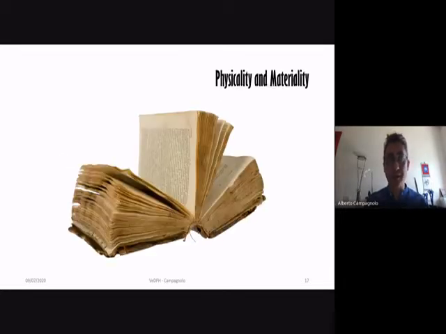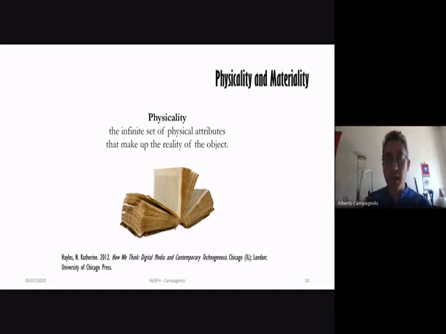First, let's do a couple more introductions about terminology. We often speak about physicality and materiality as synonyms, but I would like to distinguish these two concepts a little bit. By physicality, we can intend the infinite set of physical attributes that make up the reality of an object. So everything that makes it a real object in 3D, or even 4D, in our life, is what this physicality is.